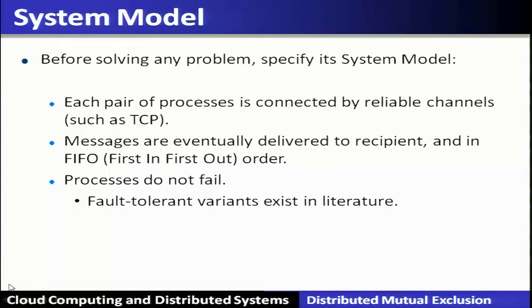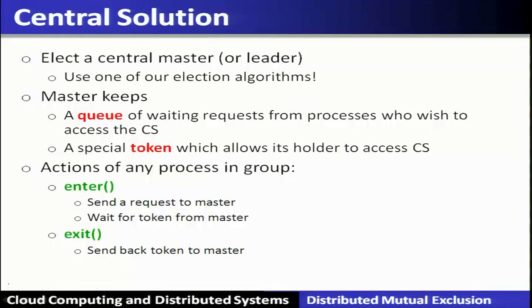Now, we assume that each pair of processes is connected by a reliable communication channel, and the messages being communicated are eventually delivered to the recipients, and they also follow FIFO order. Further, we also assume that the processes do not fail. Fault-tolerant variants also exist, but for the sake of simplicity, we will understand the concepts by assuming that the processes do not fail. Let us see first the central solution, and then we will go on to a distributed model of this solution.